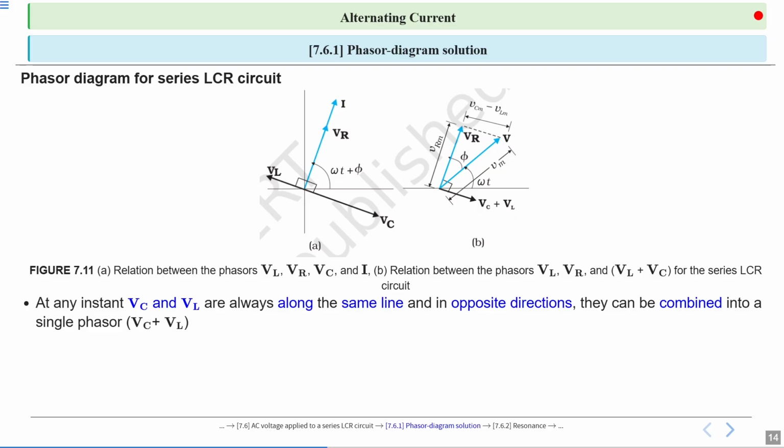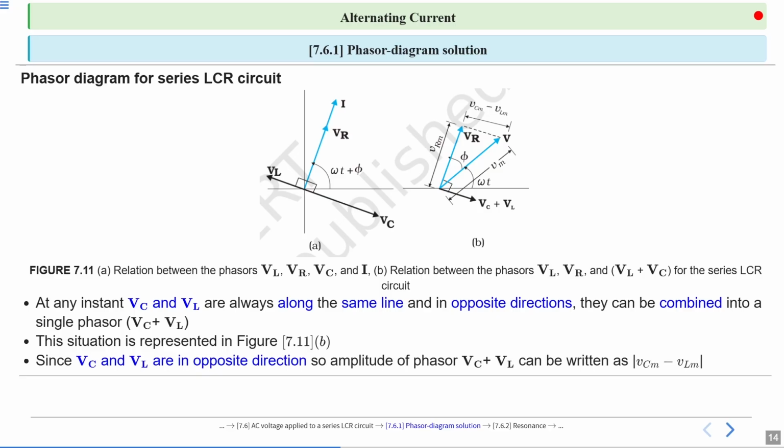So at any instant, VC and VL are always along the same line. Okay, they are exactly opposite, along the same line but in opposite directions. So they can be combined into a single phasor, VC plus VL, as I have already mentioned. If VC is greater than VL, it will be the same as shown in the figure. But if VL is greater than VC, then it will be exactly in the opposite direction to that shown in the figure. This situation is represented in figure 7.11b.